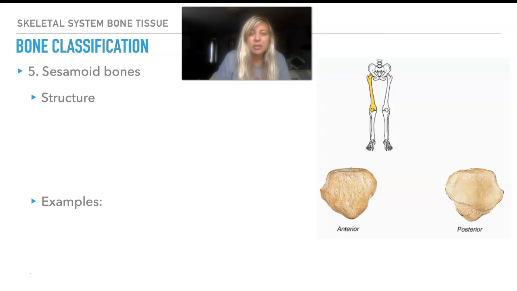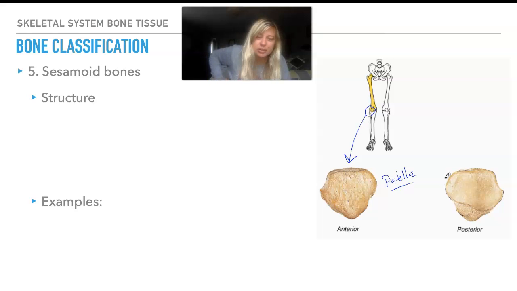The sesamoid bones, you can see here as an example. Our kneecap, our patella, is a sesamoid bone. They're similar in structure to the short bones, and they kind of look like short bones, and if you cut them open, you'll see that they have a spongy core with compact bone on the outside. But these are unique in how they develop. They develop in tendons, and some of these don't develop until after we are born, like the patella, for example. So if it develops within the tendon, it's a sesamoid bone. They're kind of like a subcategory of the short bones.